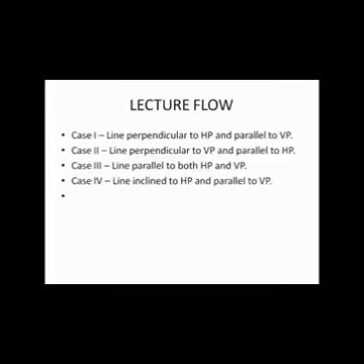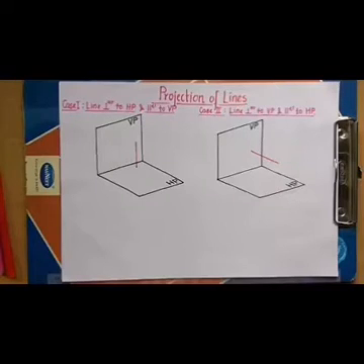And parallel to VP, and finally we have line inclined to VP and parallel to HP. So these are the 5 cases that I'll be taking up. So without further ado, let's get started. So guys, this is going to be case number 1.